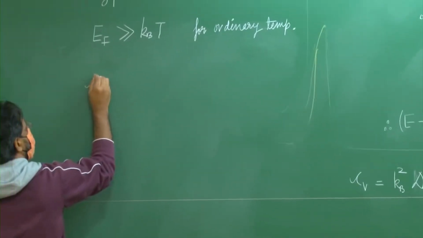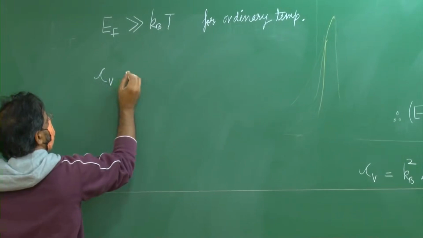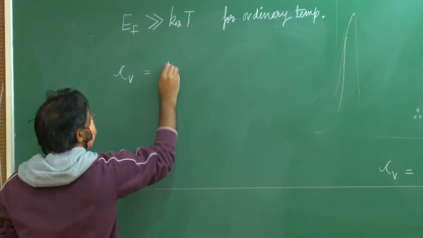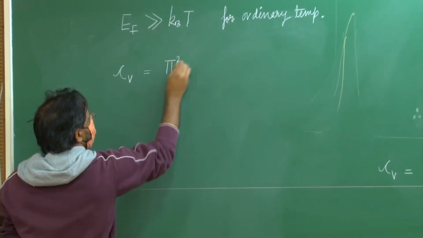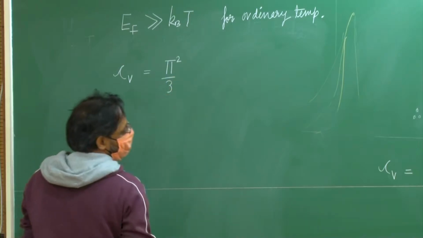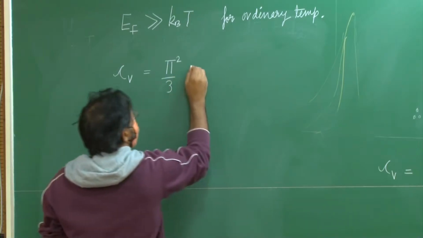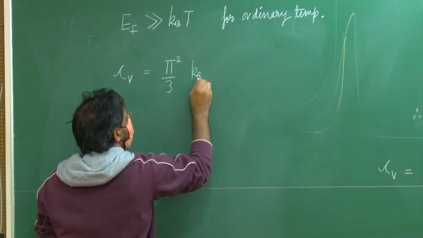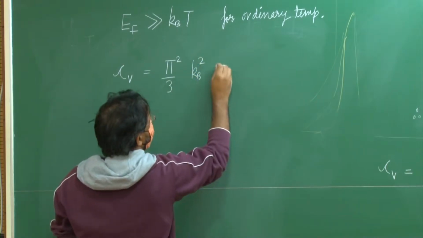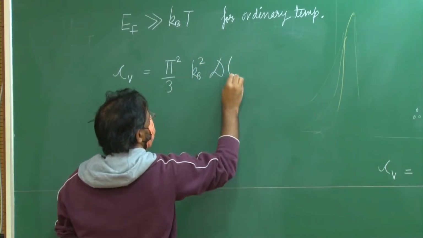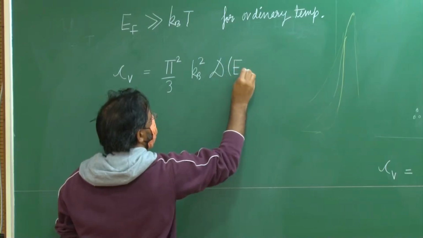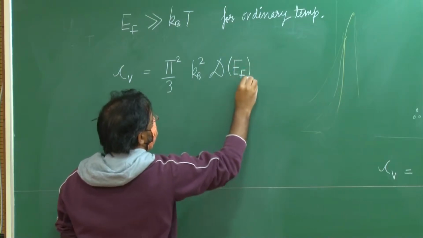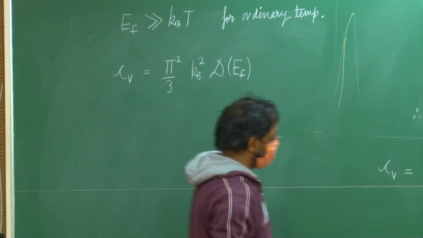Okay, so therefore, what we got for CV of an electron gas, the exact result, is pi squared by 3 kB squared g(EF). This completes the derivation. And is there anything else that comes along?